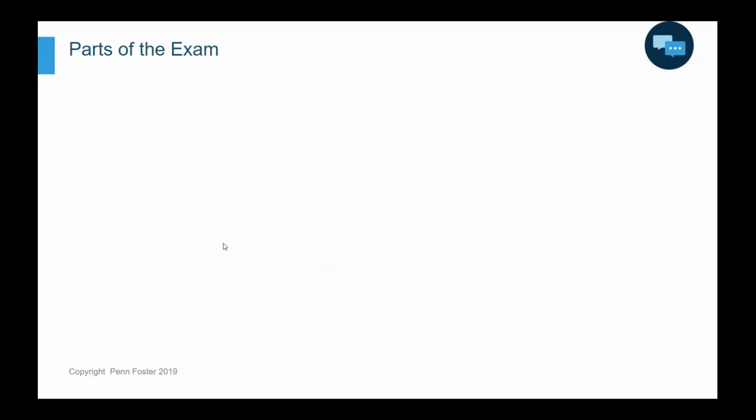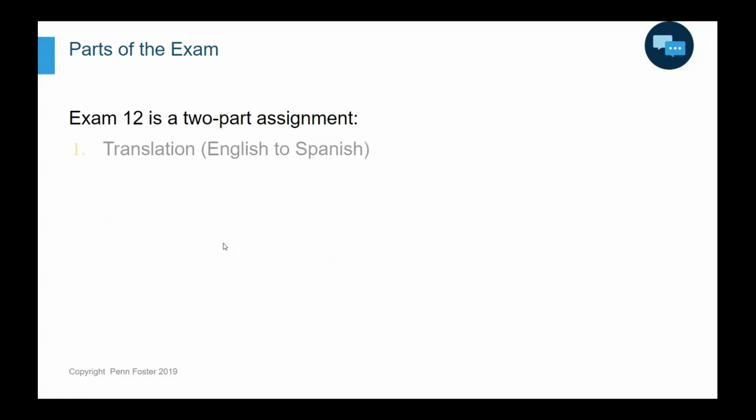To start off with, this exam is 2 parts. The first section is translation. You'll be given English sentences. You'll need to put those in Spanish. And then the second section is listening comprehension. You will be listening to a story and summarizing it in your own words in 10 to 20 sentences. You do have a choice of which story you'd like to listen to for this exam.